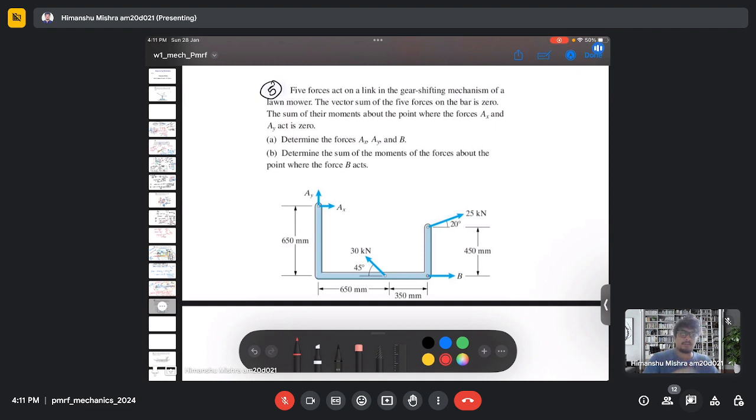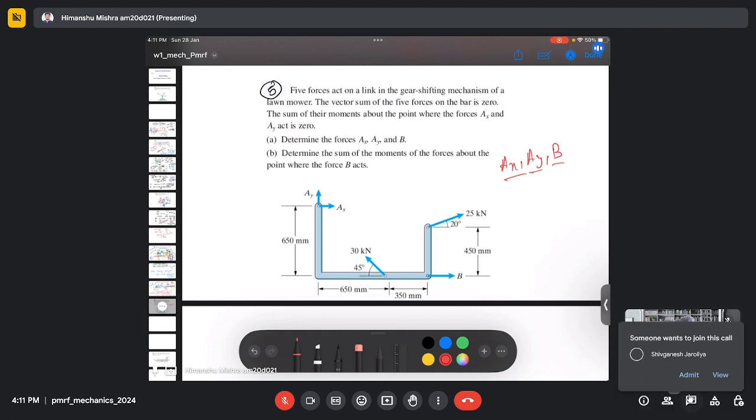So this question again will further clear the concept. Basically, it's the same thing. First, we need to figure out the unknown forces, which are AX, AY, and B. And then we need to find the movement about point B. So as discussed in the earlier question, we have three unknowns here, and now we need three equations.